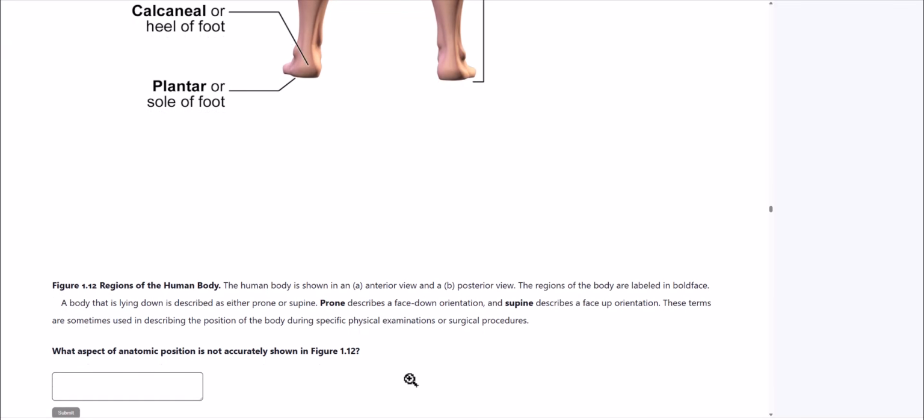In addition to anatomic position, I want to make sure that you also know prone and supine. These are also introduced in lab. Prone describes a face down orientation. Supine is a face up orientation. Imagine someone laying on the ground or in bed.